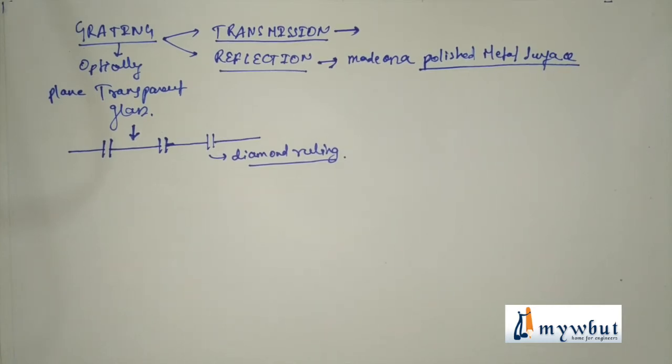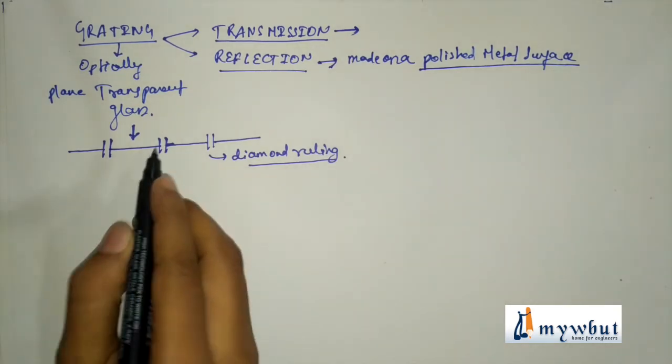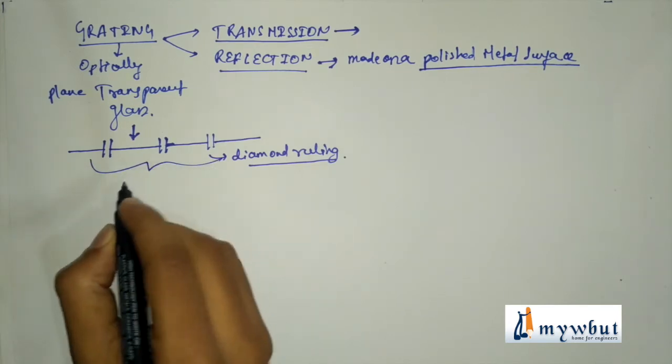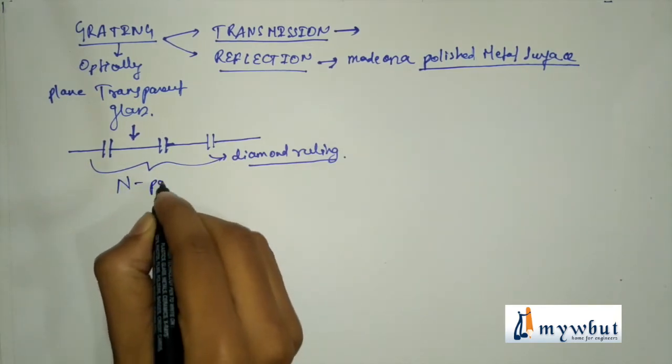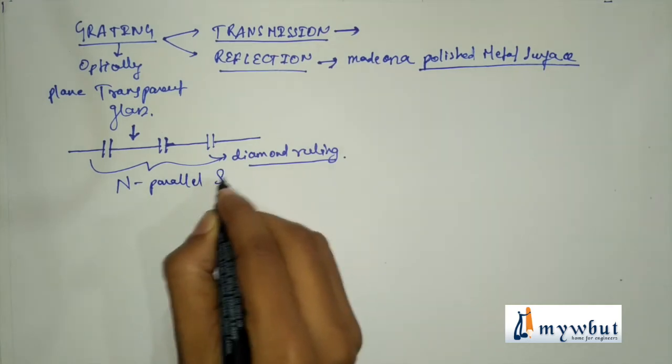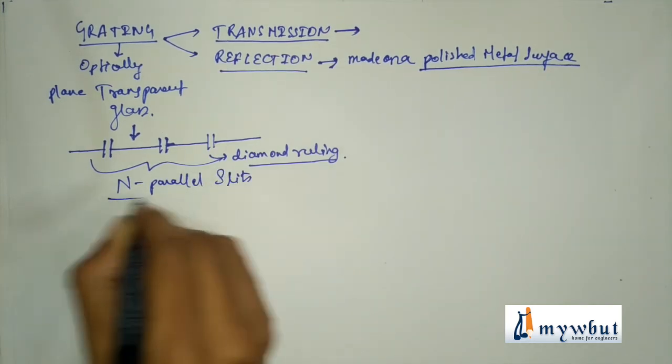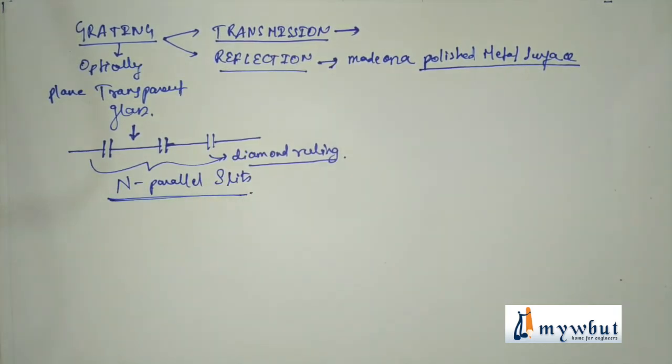Now let us see the diffraction by a plane transmission grating, or diffraction at N parallel slits. This transmission grating can also be named as N parallel slits of equal width and equispaced. Remember, the derivation of this N parallel slits intensity and the further derivations are not required from the examination point of view. You only have to memorize the formula.